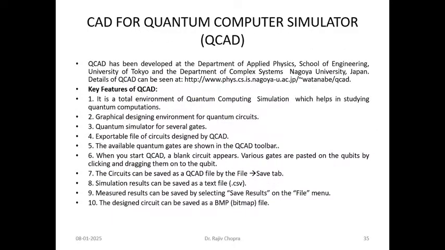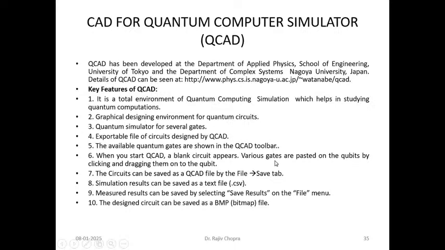Then there is another simulator, called the CAD for quantum computer, that is QCAD. This has been developed by the Department of Applied Physics, School of Engineering, Tokyo. The source web link has also been given. What are the key features of this QCAD? It is a total environment for quantum computing simulation, studying quantum computations, a graphical designing environment, and simulators for several gates. Exportable files are also generated by this, and all the gates are there.